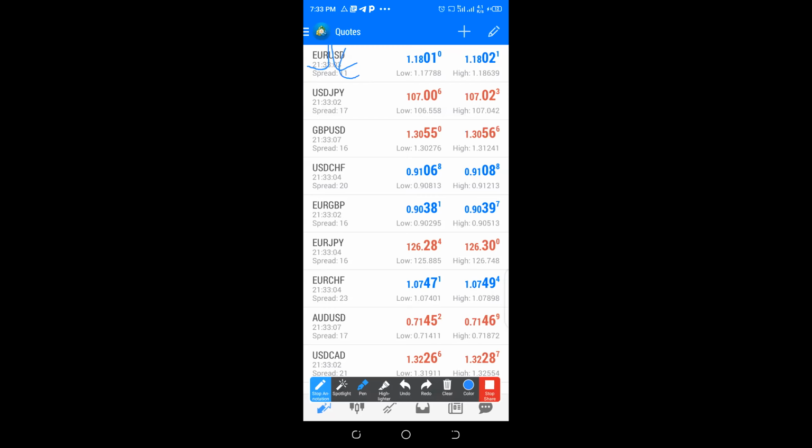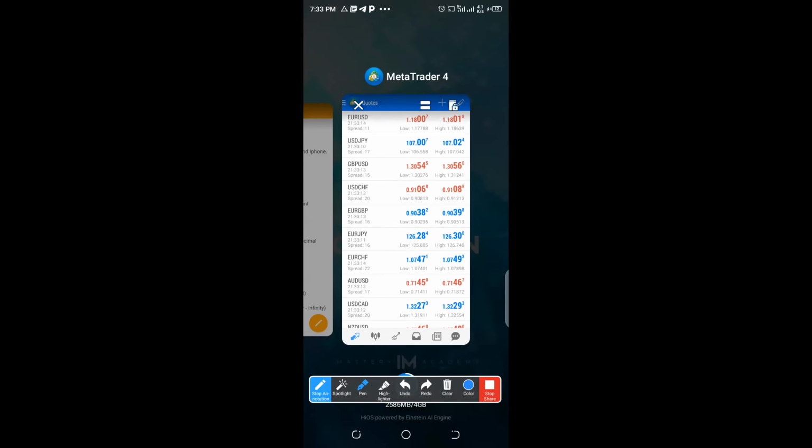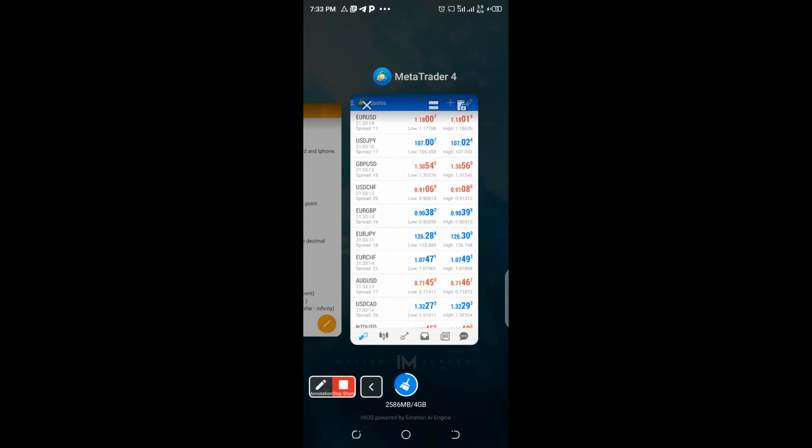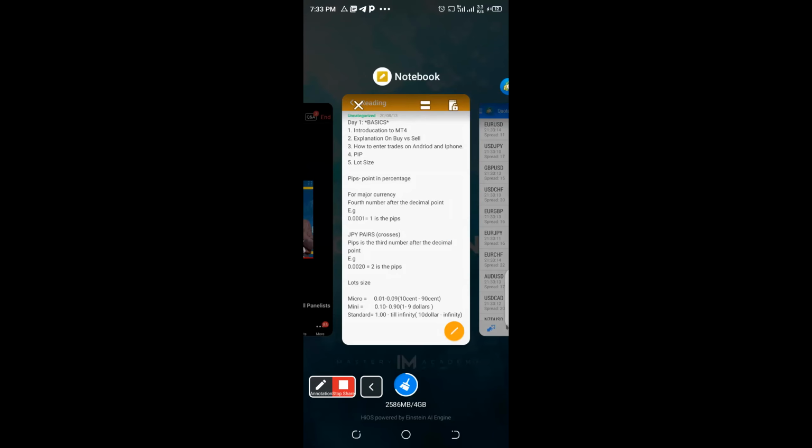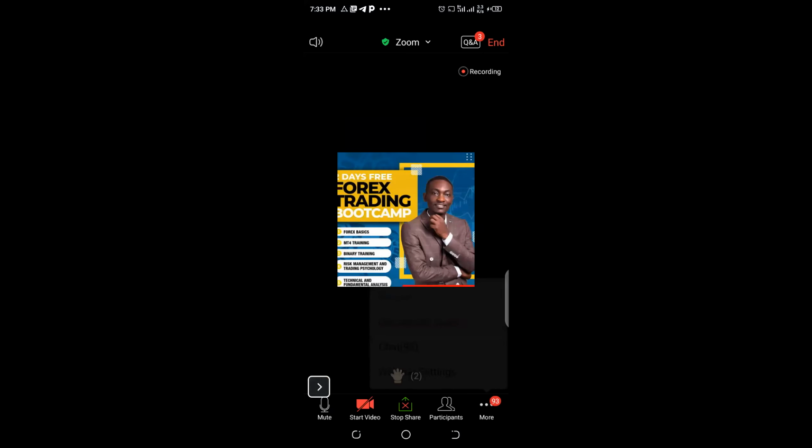Now I'm going to ask you guys this question. Looking at USD JPY, which is my base currency, and which is my quote currency? Can somebody type it into the chat box?